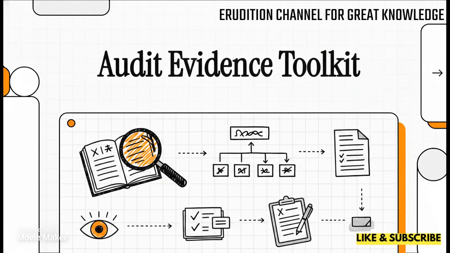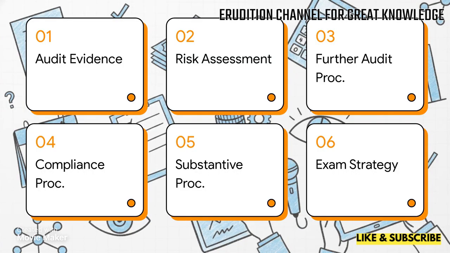Today, we're going to build a mental mind map to help you absolutely master how auditors obtain evidence under SA 315 and SA 330. We're going to break down the dense language of the standards into clear, testable concepts. Let's get to it. Here's our roadmap for breaking down the audit evidence hierarchy. We'll start with obtaining audit evidence, move into risk assessment procedures, then further audit procedures. After that, we'll look at testing controls via compliance procedures, testing numbers via substantive procedures, and finally, an exam strategy recap.